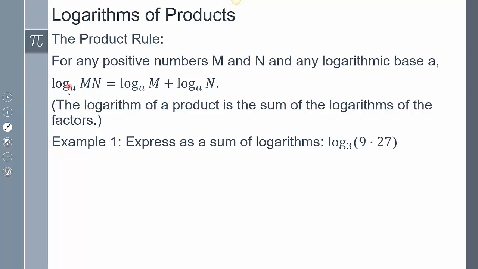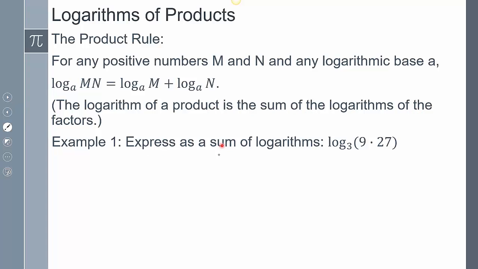This states that if I have log base a of two statements, m times n, I can break it apart into a form of addition by saying log base a of m plus log base a of n. So basically the logarithm of a product is the sum of the logarithms of the factors.